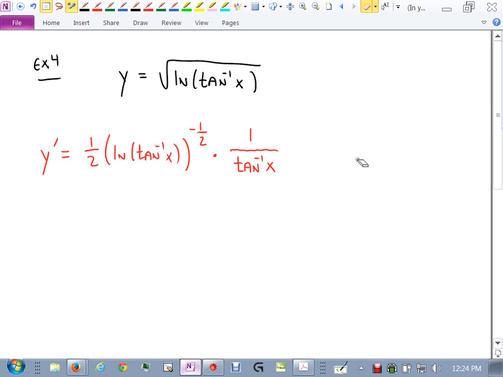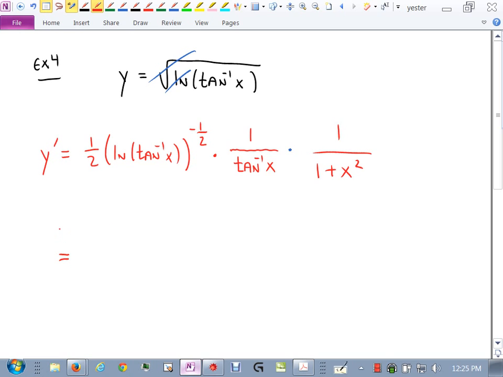All right, I did the square root, I did the natural log. Now I move inside the natural log. What's the derivative of arctangent of x? 1 over 1 plus x squared. Now that's like the raw derivative here. You could start cleaning things up.